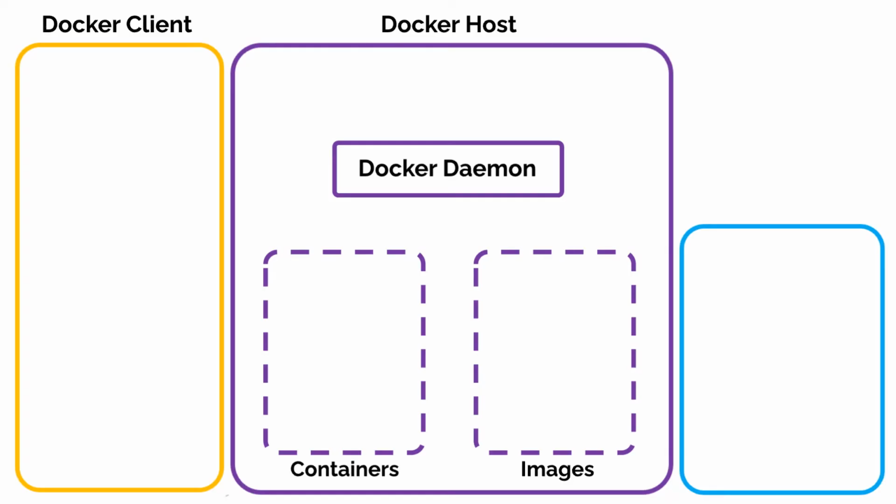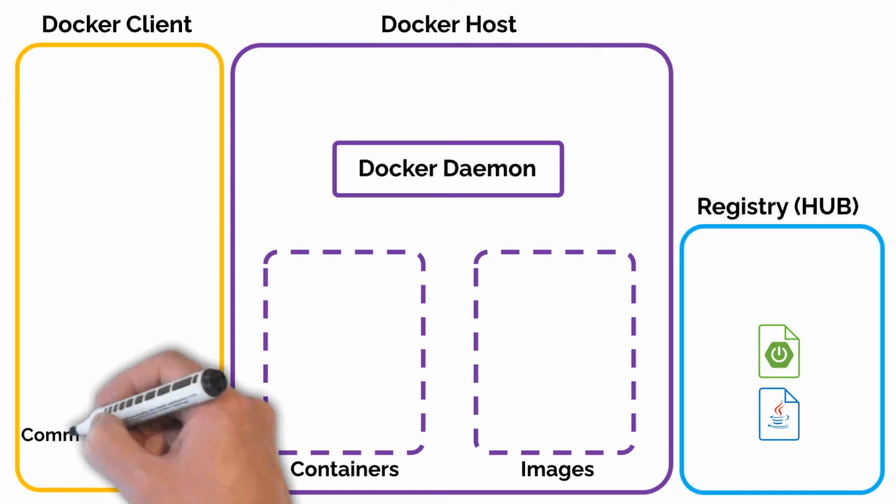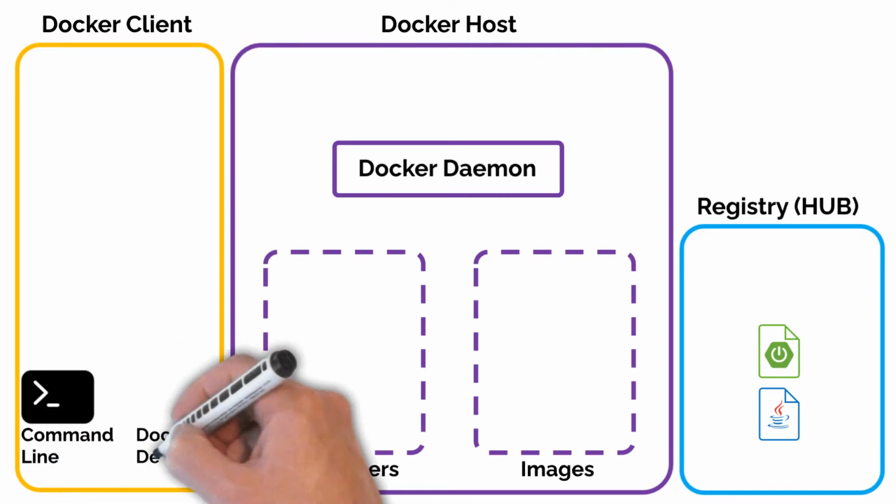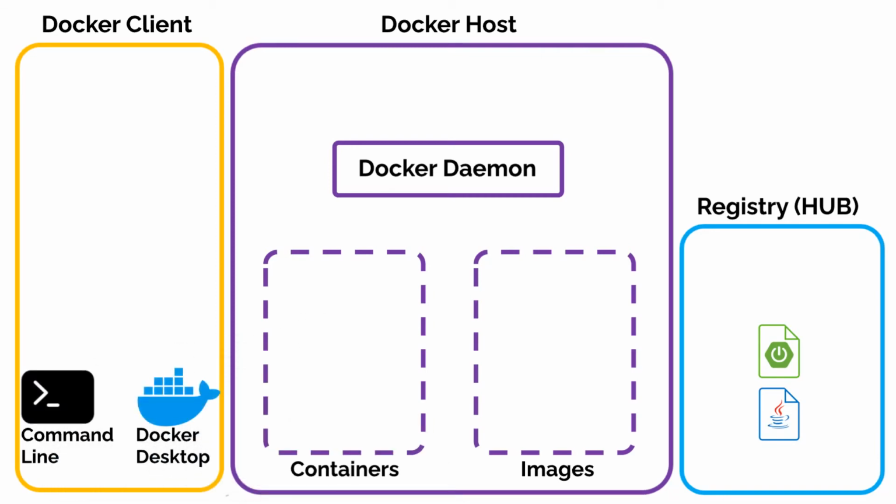There's also another important component that we haven't discussed yet, the Docker Registry or Docker Hub. This is where Docker images are stored, either privately or publicly, so they can be shared and reused. The Docker client can be either the Docker command line interface or Docker Desktop, which provides a graphical interface for managing containers. So now let's go through how everything comes together in a typical Docker workflow.